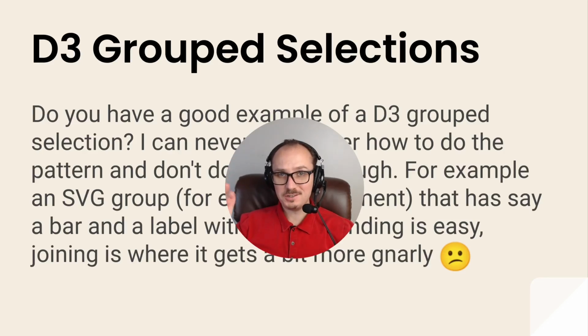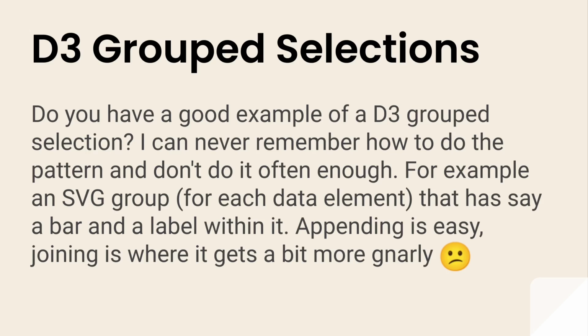D3 group selections, let's go! Someone asked me recently, do you have a good example of a D3 grouped selection? I can never remember how to do the pattern, and I don't do it often enough. For example, an SVG group for each data element that has, say, a bar and a label within it. Appending is easy. Joining is where it gets a bit more gnarly.